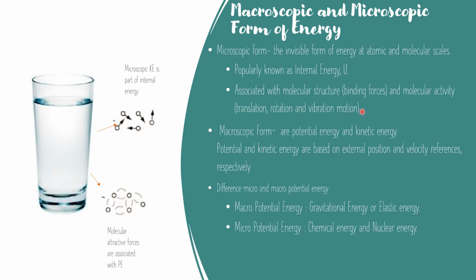In macroscopic form, these are the potential energy and kinetic energy, and these are based on external position and velocity reference respectively. And the difference between the micro and macro potential energy: in macro potential energy, we have the gravitational energy or elastic energy, and for the micro, we have the chemical energy and nuclear energy.